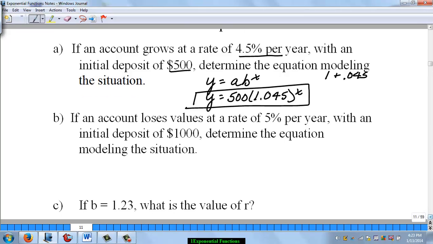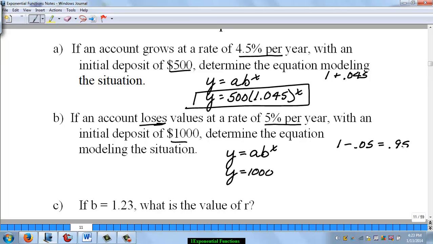If an account loses value, so this is decaying at a rate of 5% per year, exponential, with an initial deposit of 1,000, I'll say y equals ab to the x. My initial value was 1,000. But this one's decaying or going away because I'm losing money. So when I subtract, I get 0.95. That's 0.95 to the x. So that means 95% is left every year, and it's decaying.